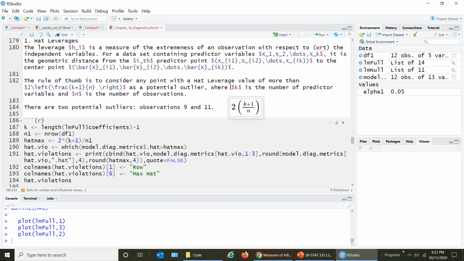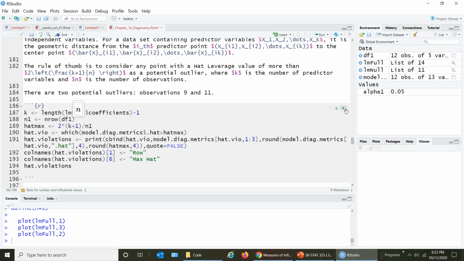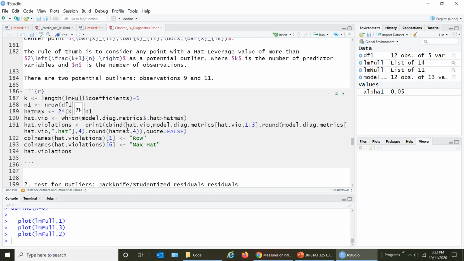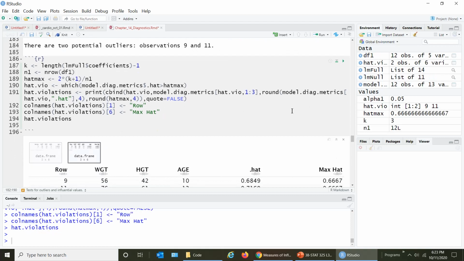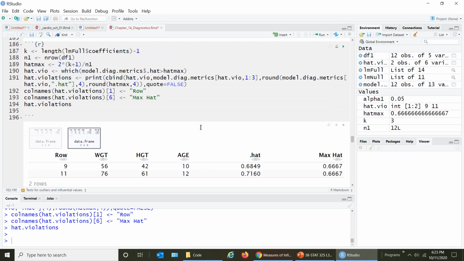And K is the number of predictor variables, and N is the number of observations. I had to write this code myself, so I didn't find it anywhere, so we could look at this and do the comparison. It gives me observation 9 and observation 11, because these hat values are above the maximum hat value that we should see, which is 2/3.